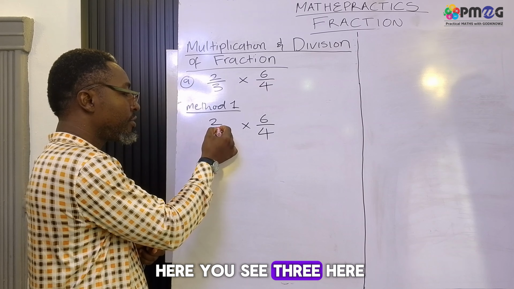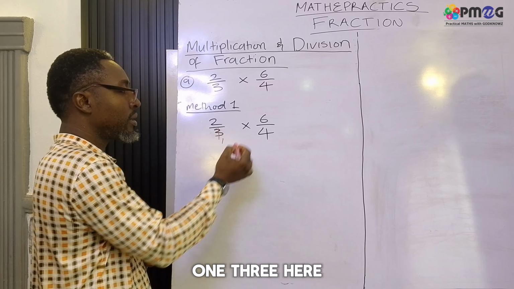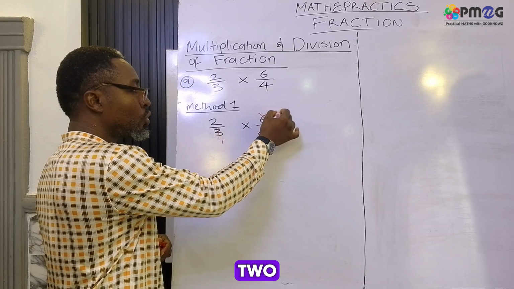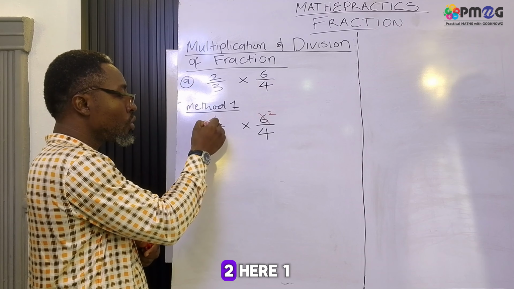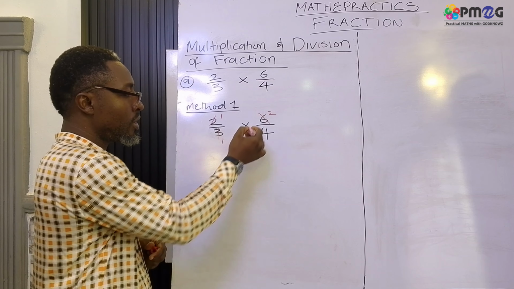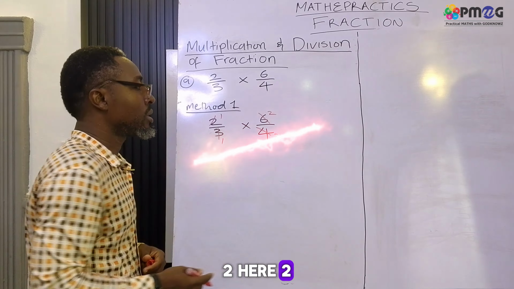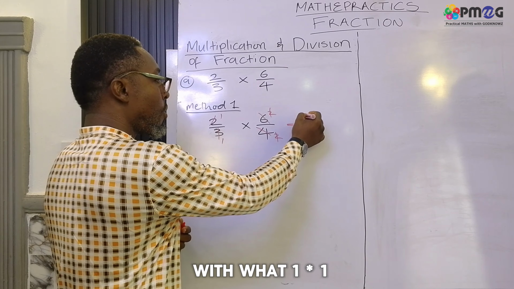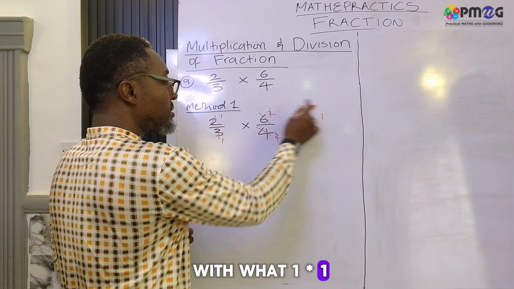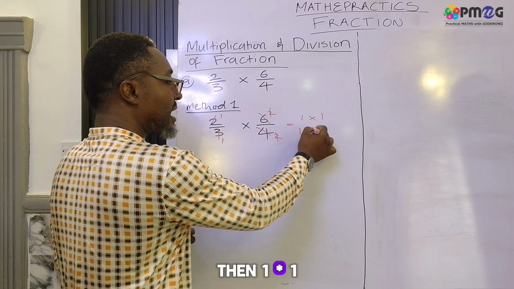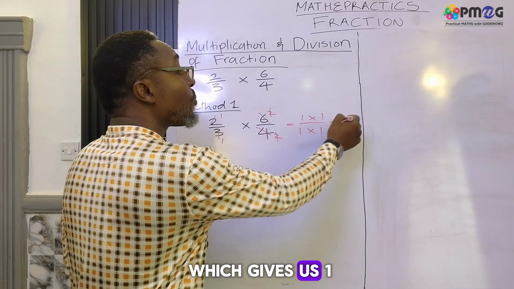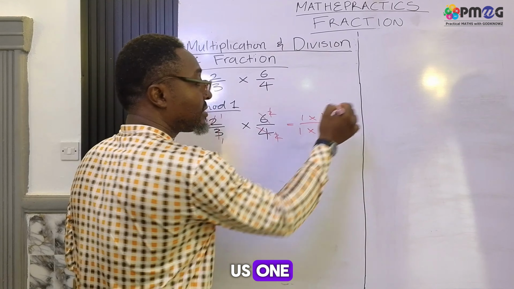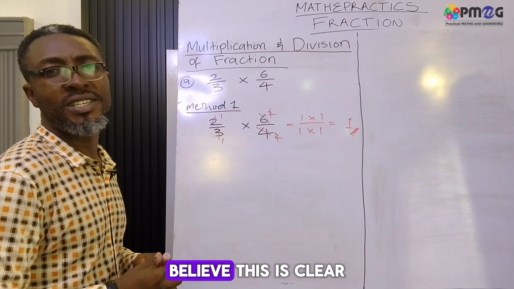We say 3 here, 1. 3 here, 2. 2 here, 1. 2 here, 2. 2 cancels 2. So we are left with what? 1 times 1, then 1 times 1, which gives us 1. Our answer gives us 1. I believe this is clear.